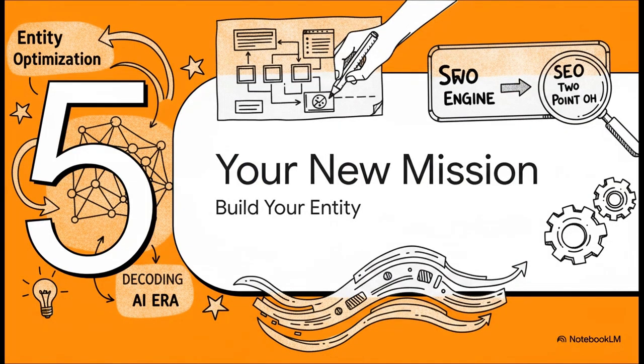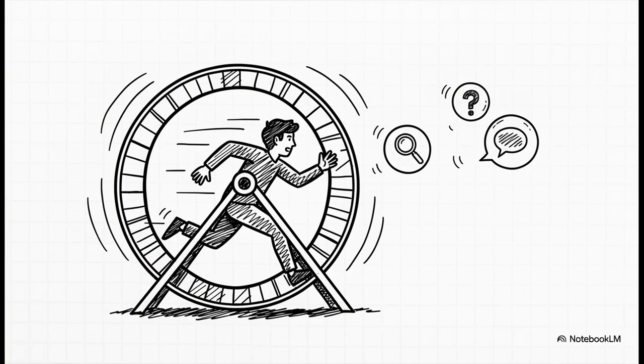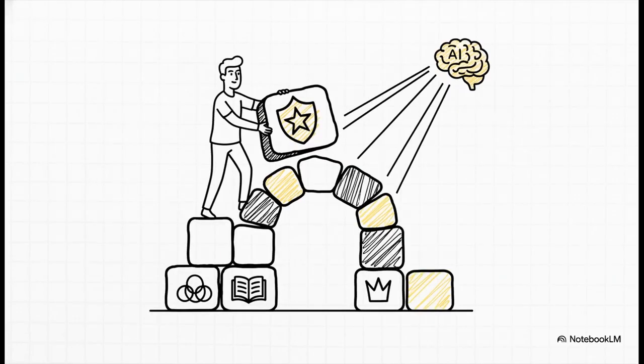So what does this mean for you? It means you have a new mission. A super simple, super powerful focus that's going to cut right through all this noise. First step, stop chasing acronyms. Seriously, just stop. Don't get distracted by the next shiny object or the latest three-letter panic attack. And then start building your entity. That's it. Because a strong, clear, authoritative brand entity, that's the one thing that will future-proof your business, no matter what AI throws at us next.